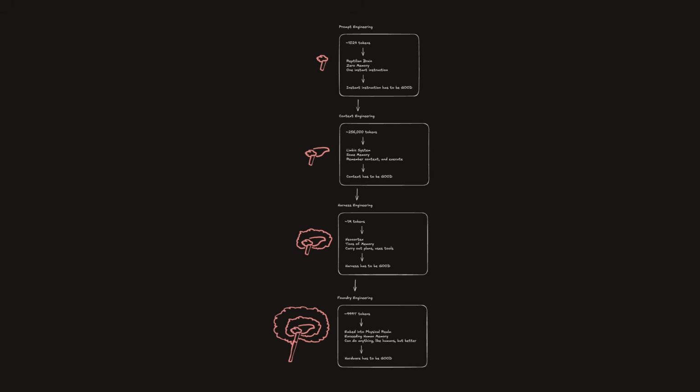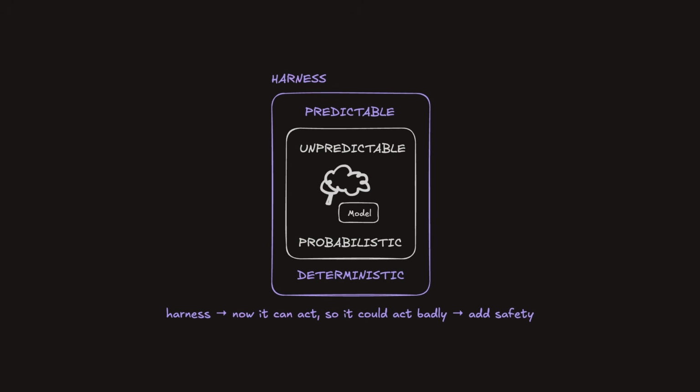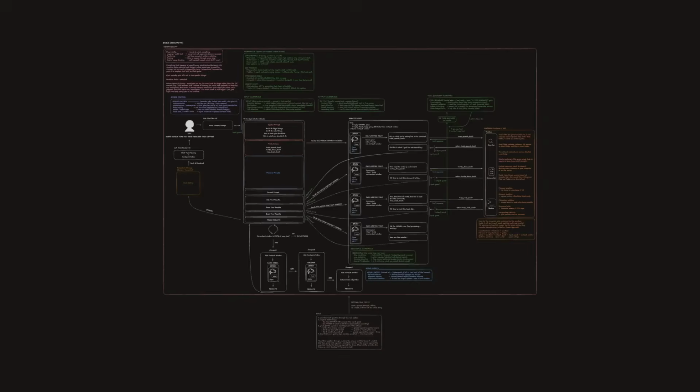Last video, we discussed the history of AI engineering and how people tried to make AI do what they wanted through prompts, context, and harness. We discussed how a harness gives an AI model the ability to use tools and keeps it secure to use. So let's dive into an AI harness.